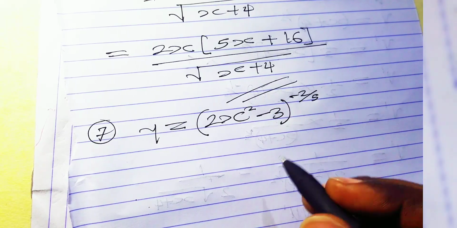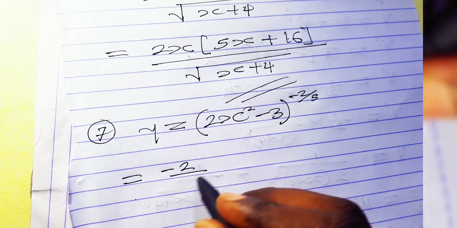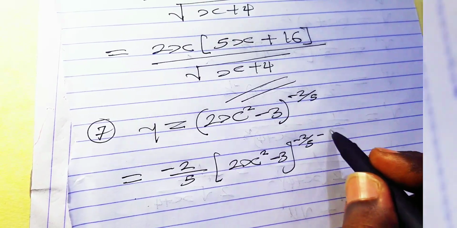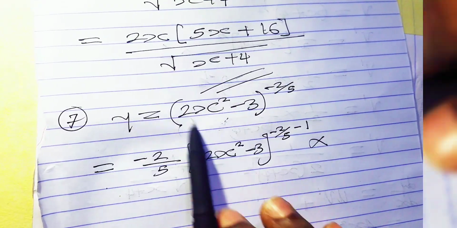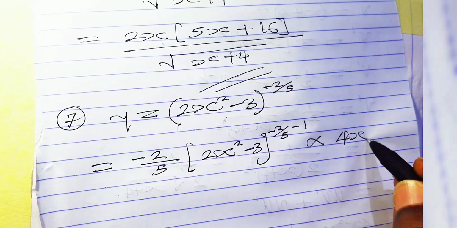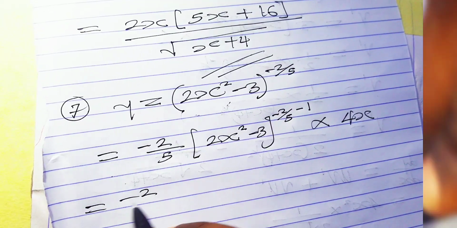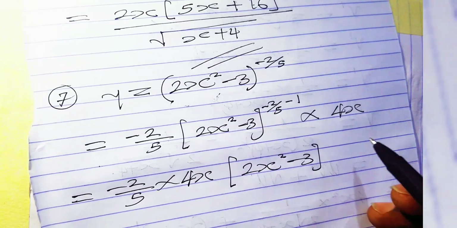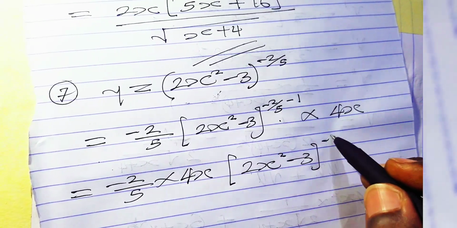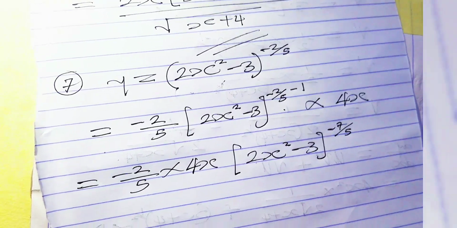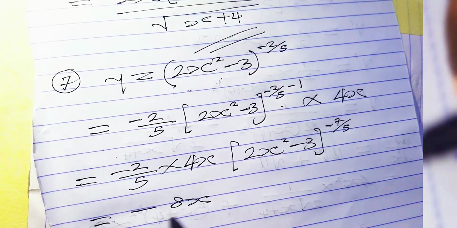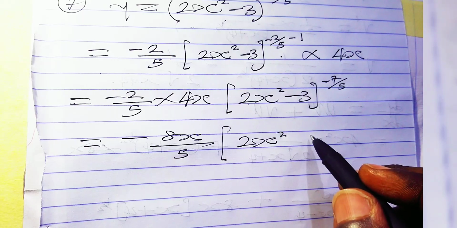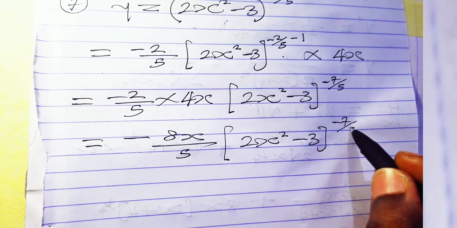If you use chain rule here, you simply have minus 2 over 5 and a bracket 2x squared minus 3 raised to the power minus 2 over 5 minus 1, times the differential of the content of the bracket, and that becomes 4x. So basically what we have here is minus 2 over 5 times 4x in the bracket 2x squared minus 3 raised to the power of minus 2 over 5 minus 1, and of course that's minus 7 over 5. And therefore we can write this as minus 8x over 5 in a bracket 2x squared minus 3 raised to the power of minus 7 over 5.